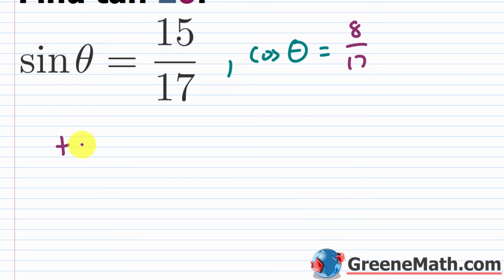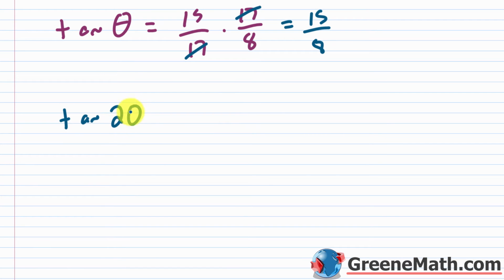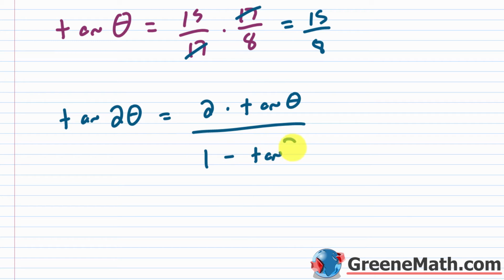And for the tangent of theta, it's your sine value, so 15 over 17, divided by your cosine value, so 8 over 17. I'm dividing with fractions, so take the first fraction, multiply by the reciprocal of the second fraction. And so we see that this is going to cancel, and I have 15 over 8. All right, so for the tangent of 2 theta, it's going to be 2 times your tangent of theta over 1 minus tangent squared theta. So the tangent of theta is 15 over 8. And then tangent squared theta, so that's 15 over 8 squared.